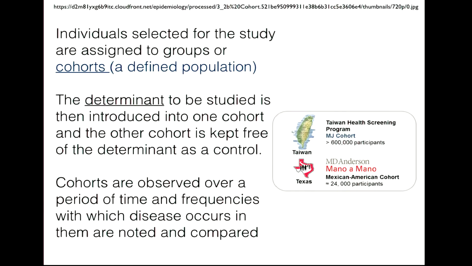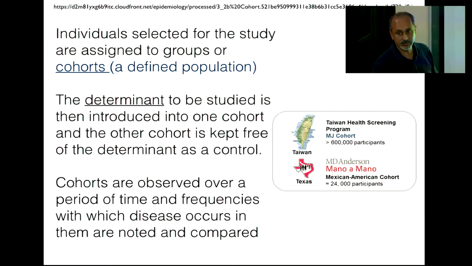So the word cohort is used very often. A cohort is just a defined population that consists of individuals that are selected for the purposes of studying the disease and the evolution of a disease. And what one can do is to try and introduce a determinant into one cohort and not have it in the other cohort, or control in some way for the presence of a determinant, look at these cohorts over a period of time, and ask about the frequency at which a disease occurs.